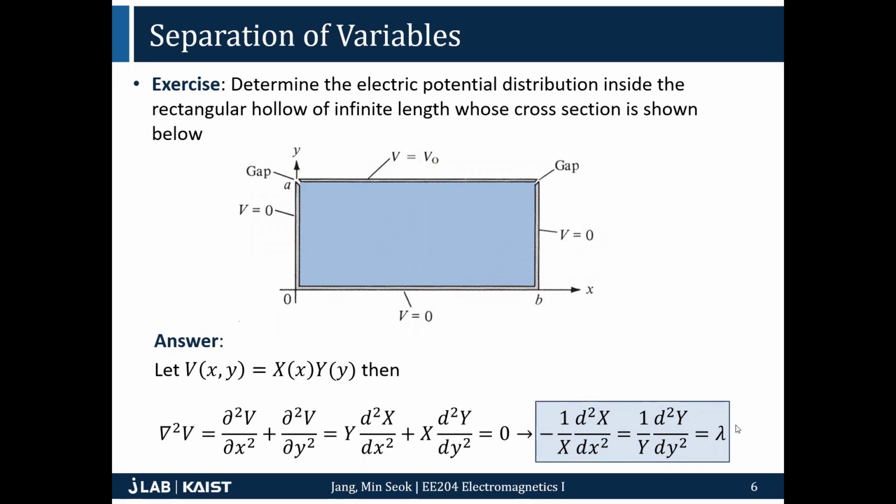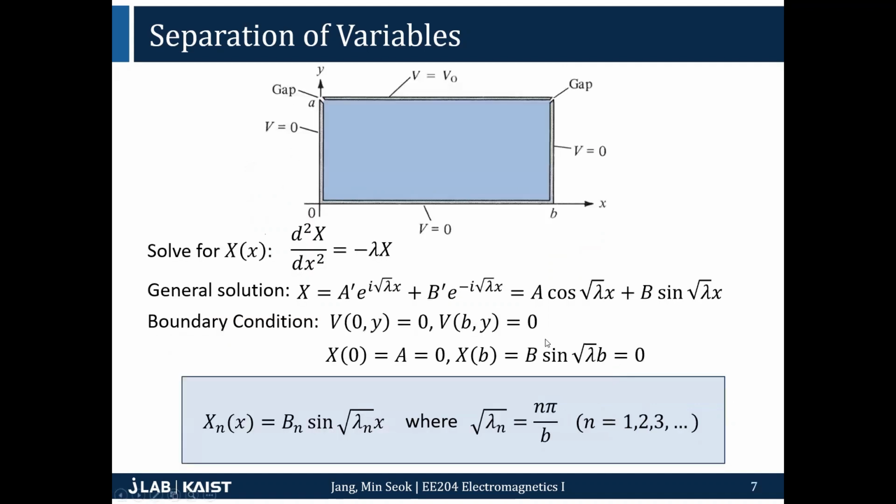The reason this is a constant is because one term can only depend on X and the other can only depend on Y, so there's no way that lambda can be dependent on X or Y. Otherwise it does not agree with the definition. So lambda can only be a constant. And from that, we could obtain a solution for the X function, which is sine and cosine functions.